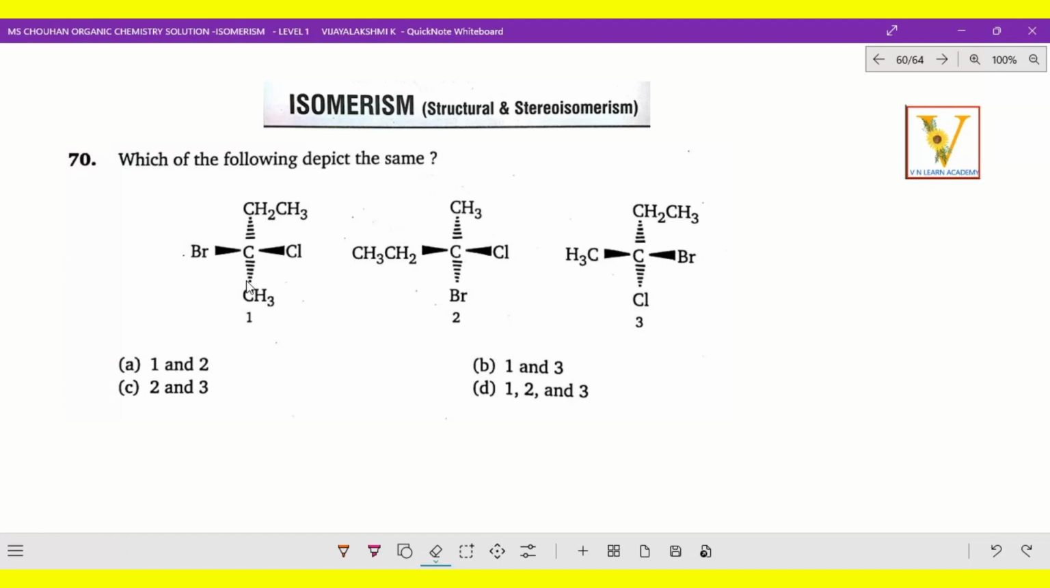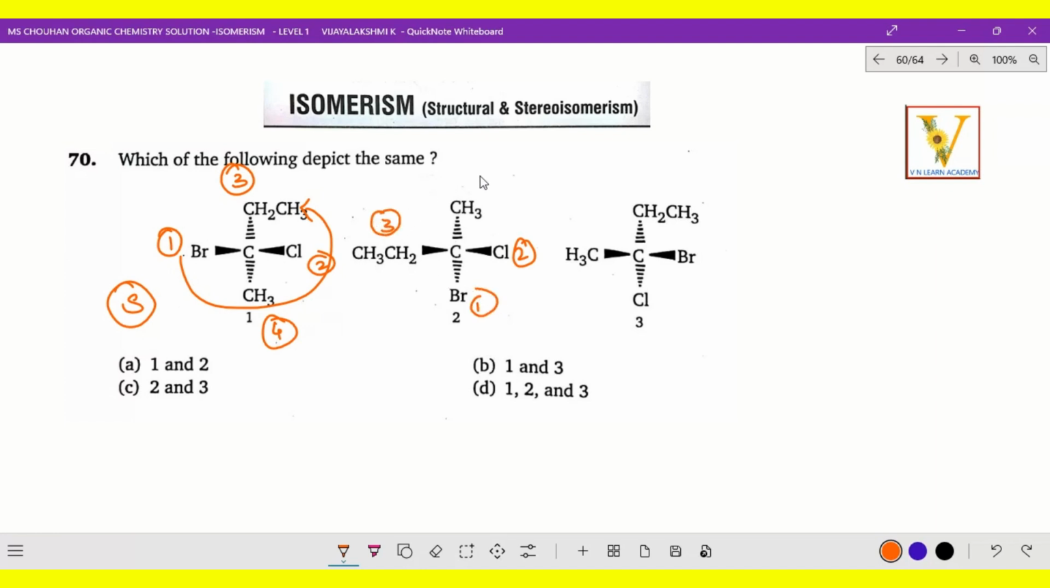Now let us check the RS configuration. Here this point is 1, here is 2, and here two carbons are there, so this is 3 and this is 4. So 1 2 3 4, no interchange is taking place, correct? The fourth group is on the wedge position, so this is anti-clockwise, which means S configuration. Here 1 and here 2, this is 3 and this is 4. The fourth priority is on the wedge position, so 1 2 3 is also anti-clockwise, so S configuration.